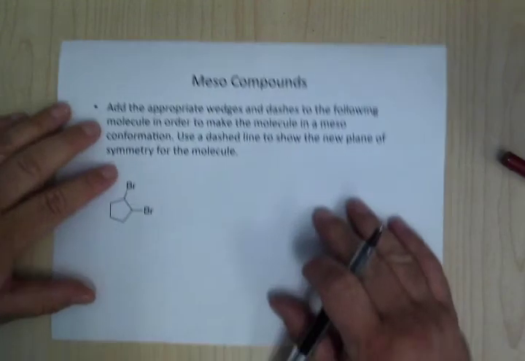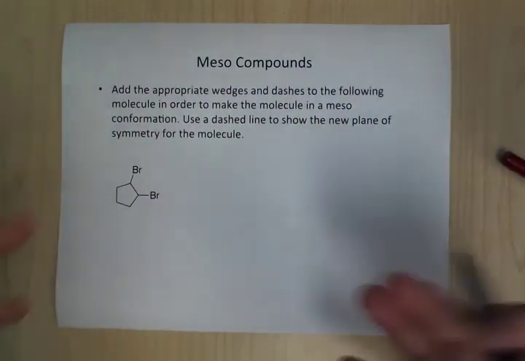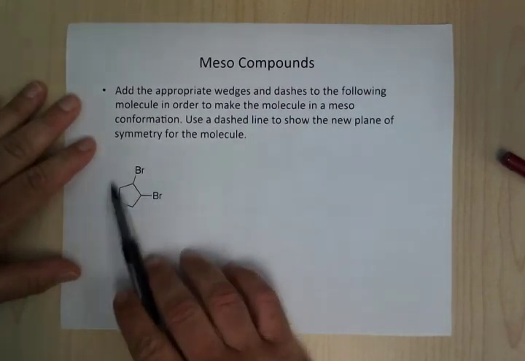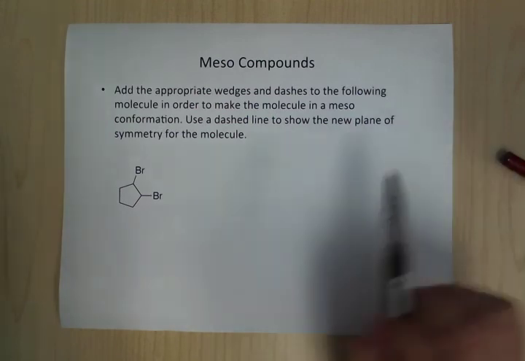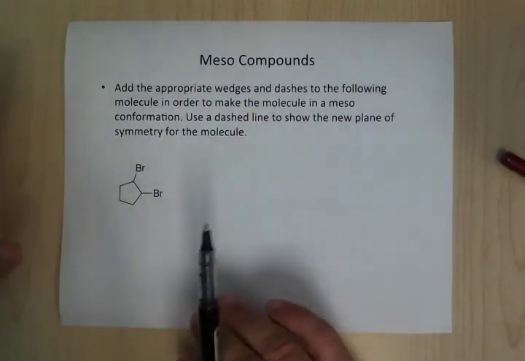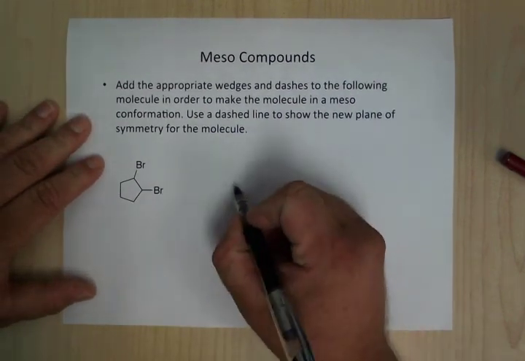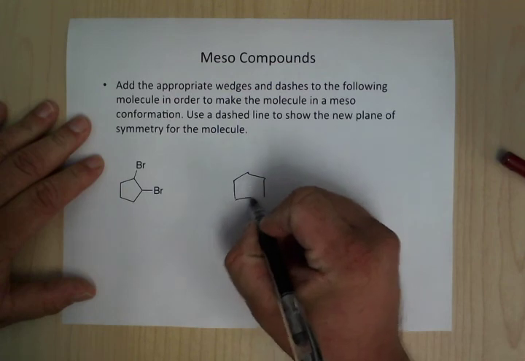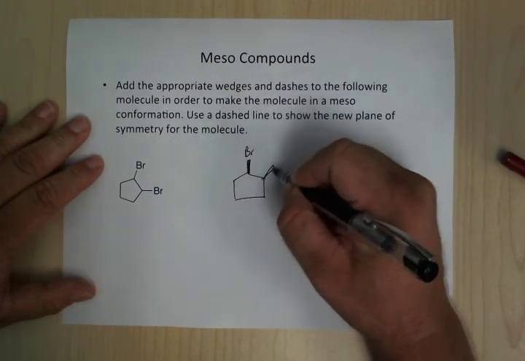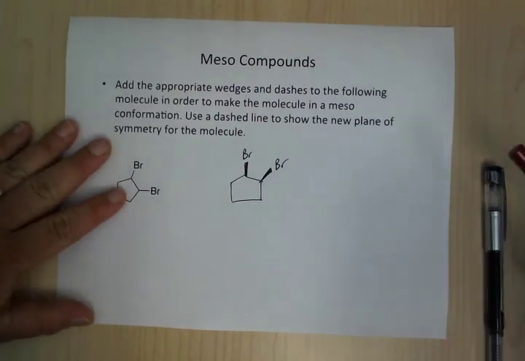Last up, with meso compounds, what I'm really trying to do is make you just be able to be aware of them, to recognize them, to be able to draw them. And so all I'm saying is I'm going to give you a molecule, and just add appropriate wedges and dashes wherever you need to in order to make this compound meso. Probably the easiest way to do this would be to put them both on the wedges. Now it doesn't matter, I'll be able to figure out what you're doing.